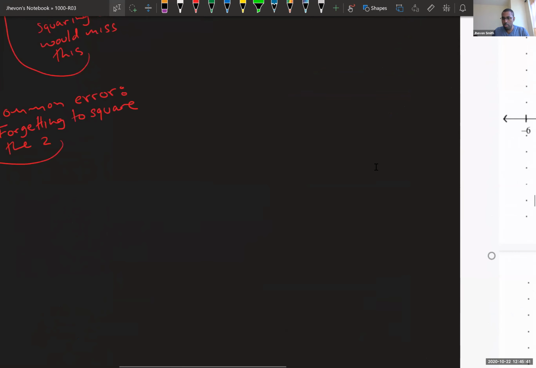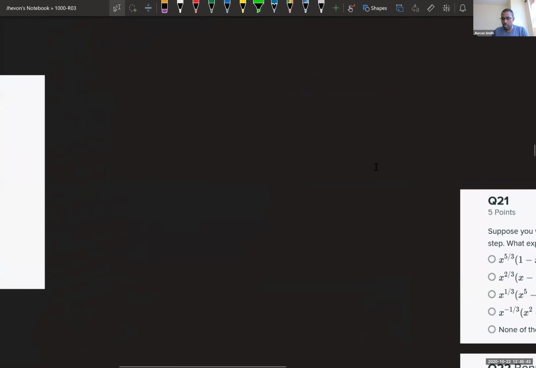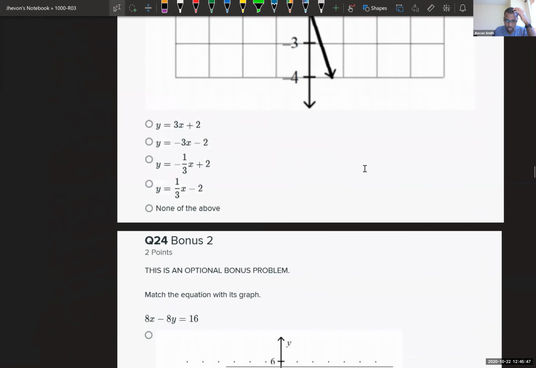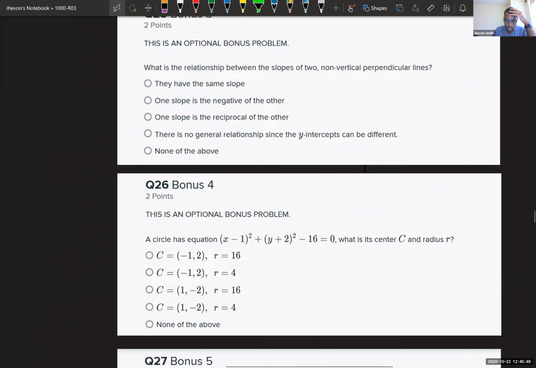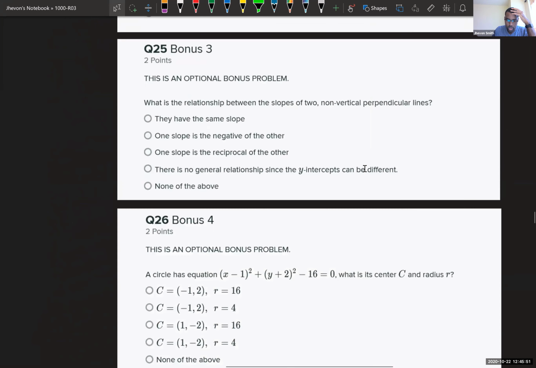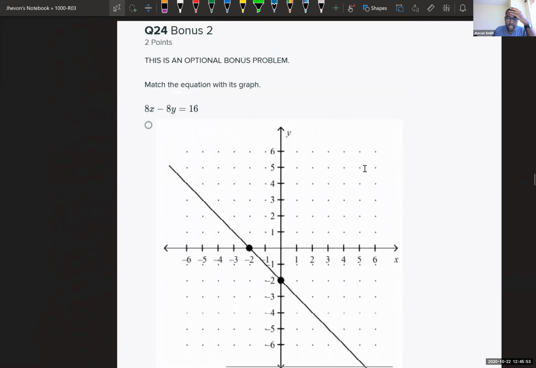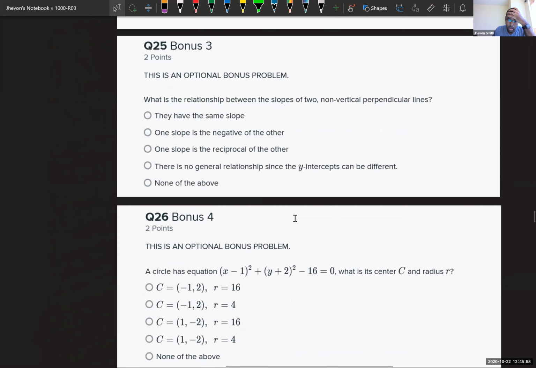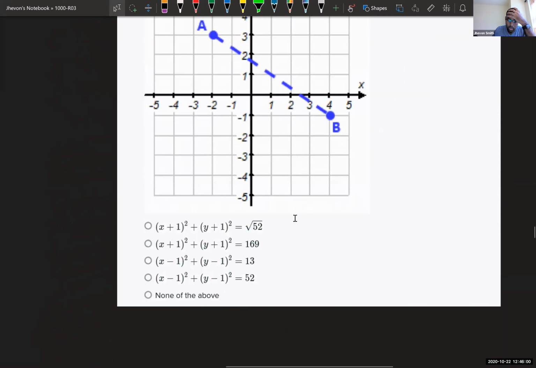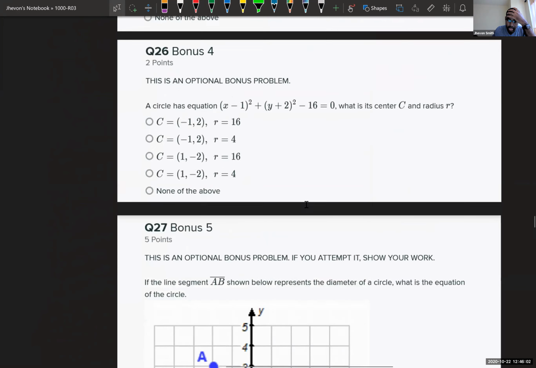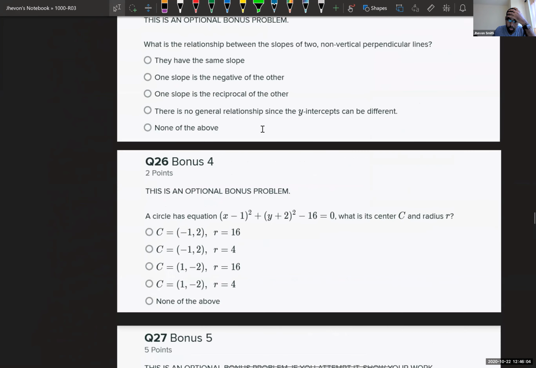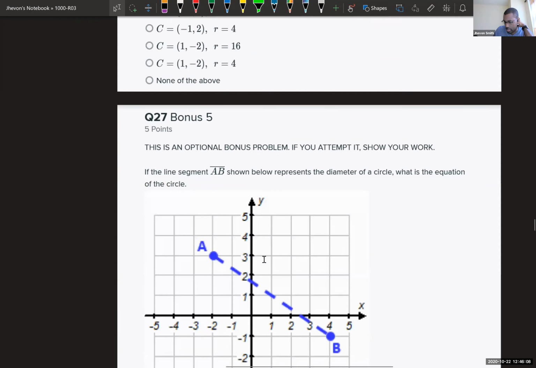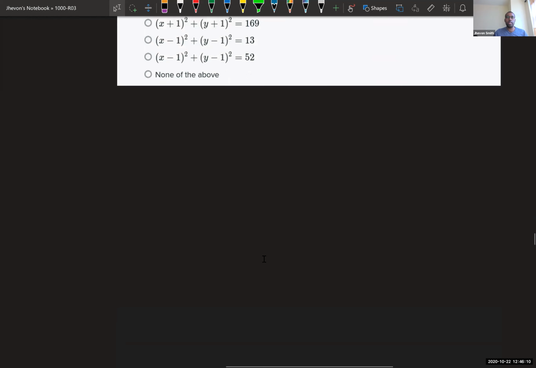Now, there were some bonus problems here, which you didn't need to know before the test. I think today's lecture, I do go over lines and sketching them. And maybe in the last lecture, I went over the relationship between the slopes of perpendicular lines and so on. But we can stop there.